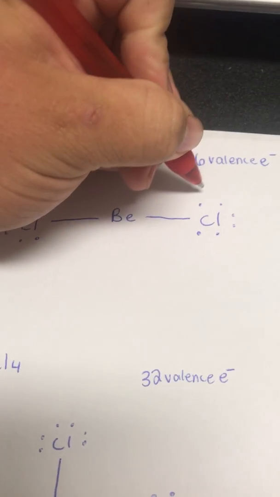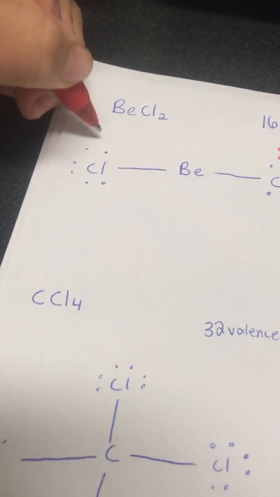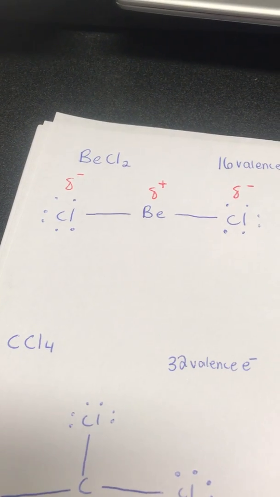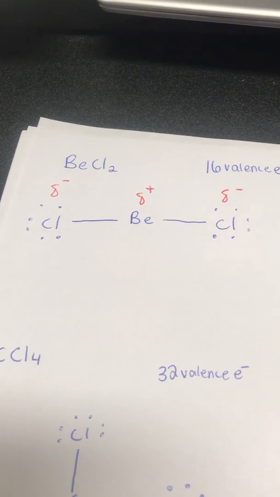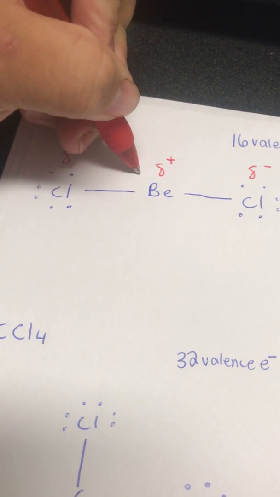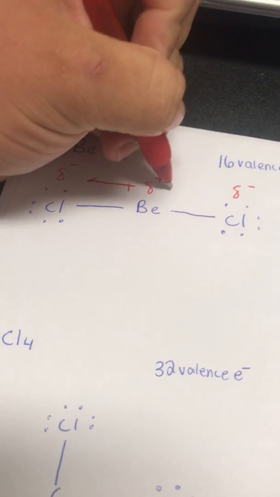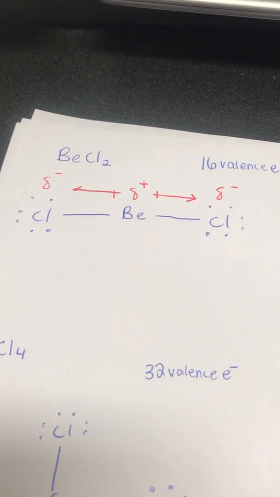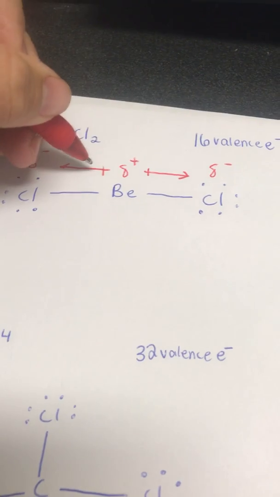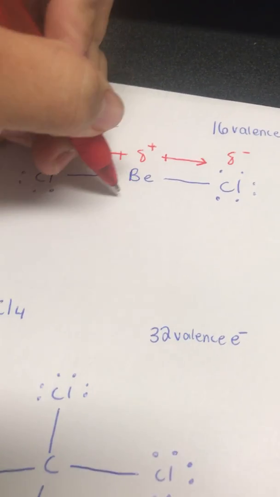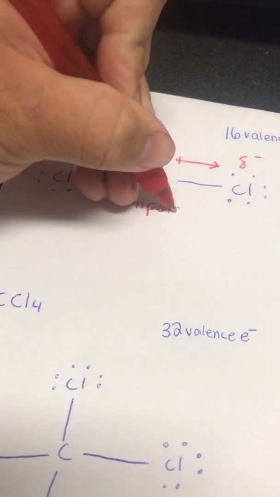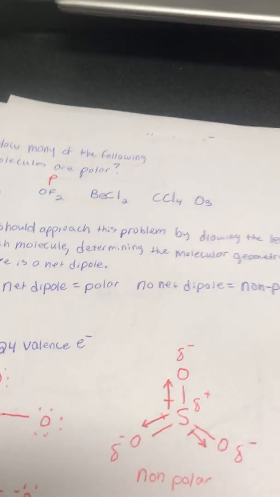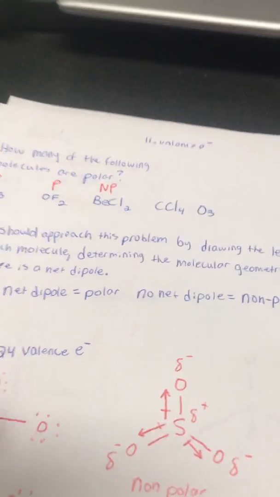Chlorine is more electronegative than beryllium, so the chlorines will have partial negative charges, and the beryllium will have a partial positive charge. That is our molecular geometry, and there will be dipole movement towards the chlorine atoms here. And since this is a linear molecular geometry, it is easy to see that these two dipoles will cancel, and we will be left with a non-polar molecule because there is no net dipole movement. Let's go back and write that on our problem, NP for nonpolar.